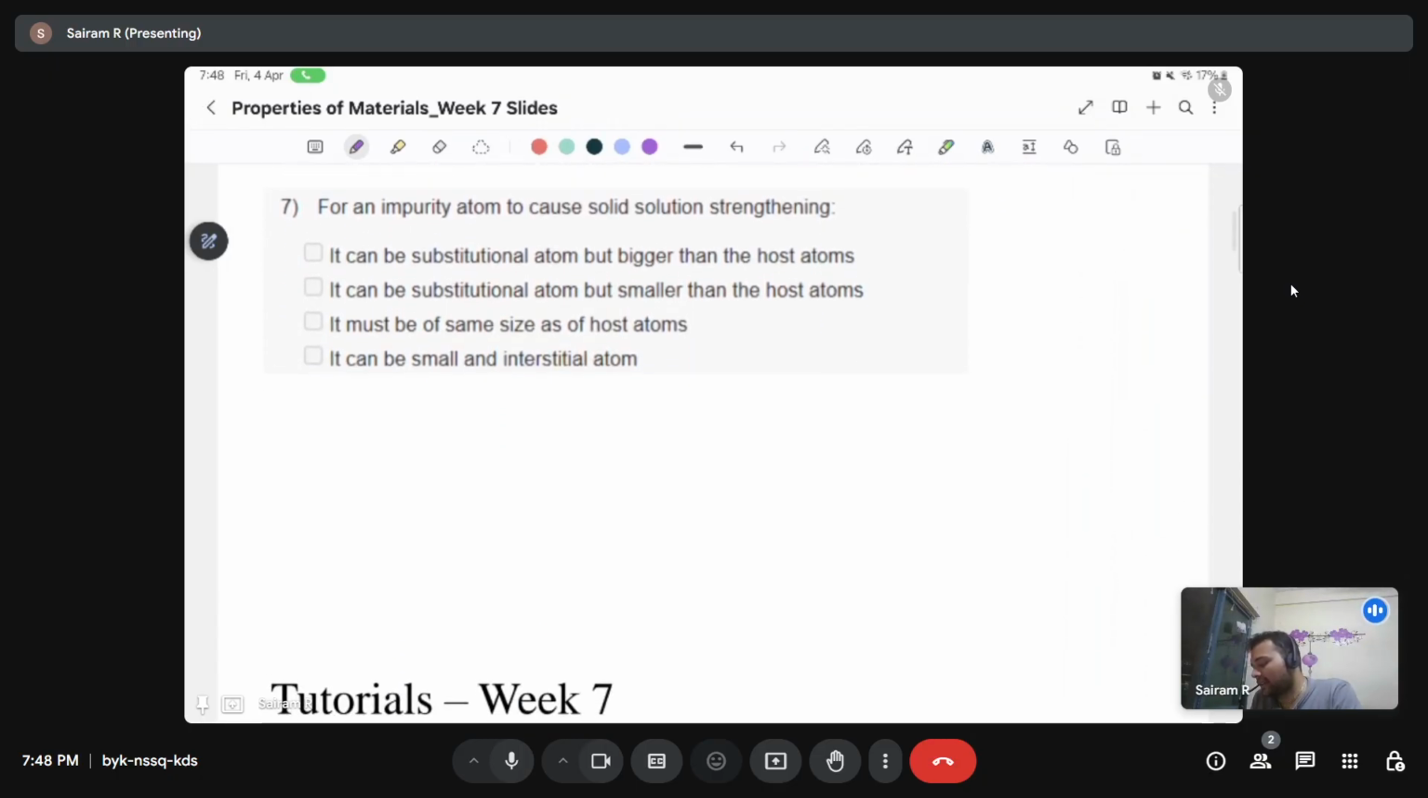For an impurity atom to cause solid solution strengthening, it can be a substitutional atom but bigger than the host atom. It can be a substitutional atom but smaller than the host atom. It must be of the same size as host atoms. It can be a small and interstitial atom. Okay, back to over here.